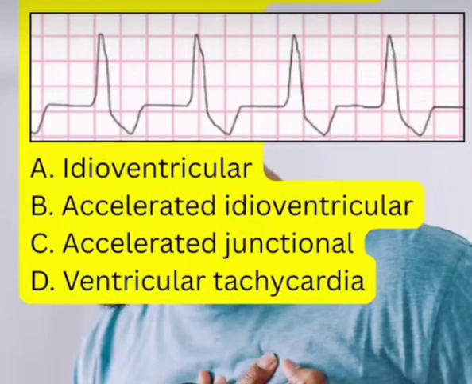Would you say that is A, idioventricular, B, accelerated idioventricular, C, accelerated junctional, or would you say it's D, ventricular tachycardia? Now, these types of test questions can be very challenging for a lot of students, and the reason being is that it is not a 6-second strip.